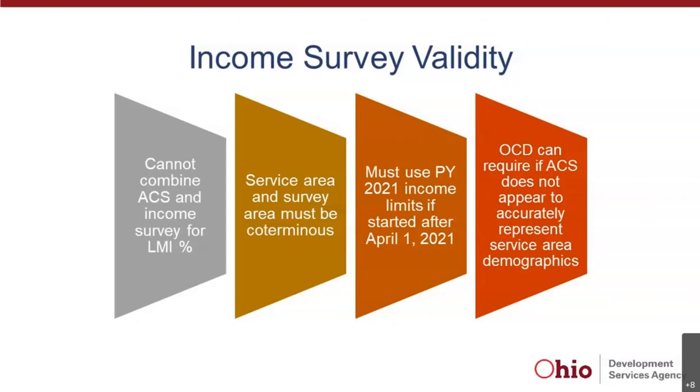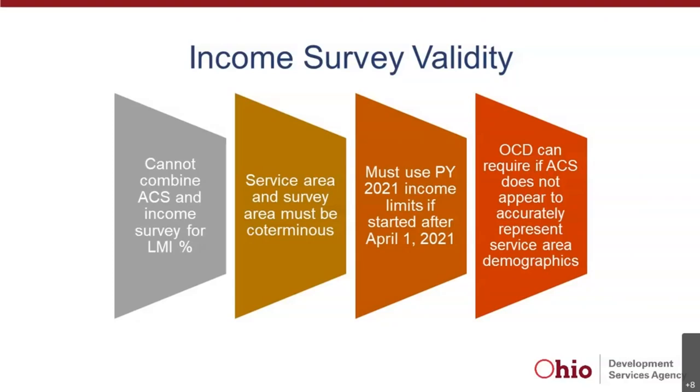OCD just received the 2021 Section 8 income limits from HUD. They were posted April 1st. If you started an income survey after April 1 of 2021, you must use the new limits. These are also the limits you must use for home repair projects or for low and moderate income limited clientele projects that require income qualification.